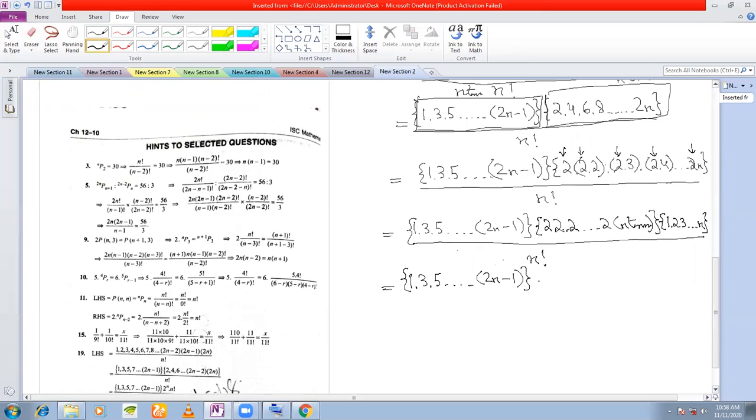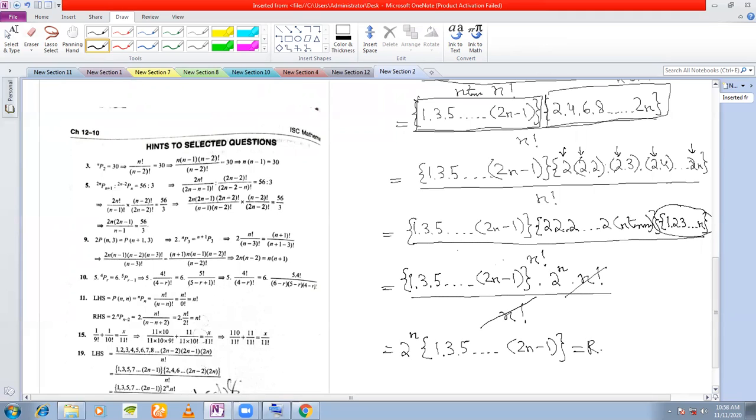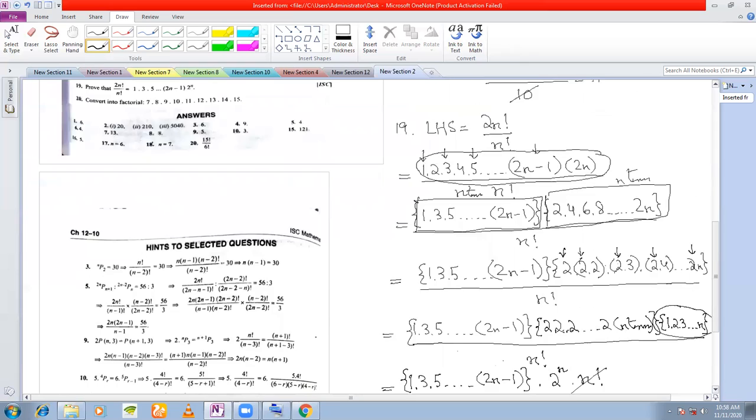And then here 2 into 2 into 2 up till n terms is 2 to the power of n, right? And this, what is this? This is again factorial n divided by factorial n. So what happens? This factorial n cancels. So you're only left with 2 to the power of n into 1 into 3 into 5 up till 2n minus 1. So that is your RHS. That is what you wanted to prove. That's it. A little bit of manipulation, and that is what is required here.